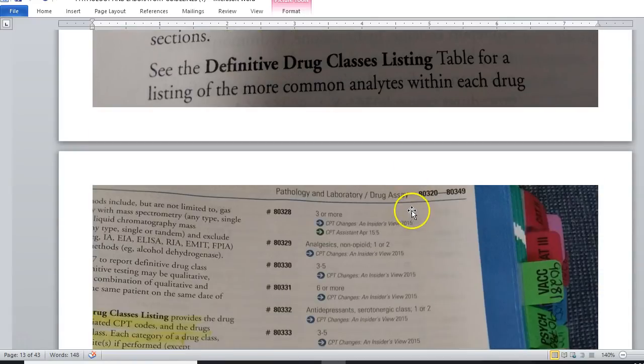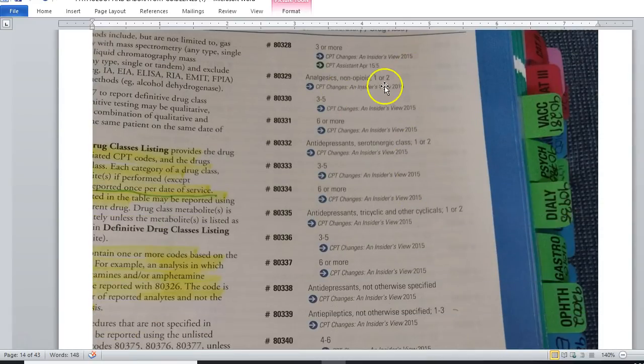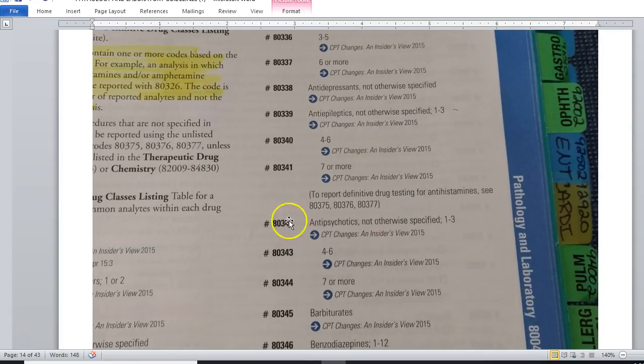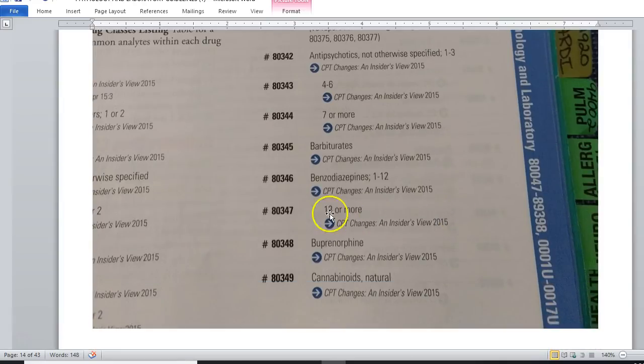So when it comes to these codes, again, we're going to see things like analgesics, non-opioids, where we can look for 1 or 2 analytes, 3 to 5, 6 or more. For antidepressants, for the serotonergic class, again, 1 or 2, 3 to 5, 6 or more. And you can see we've got all different antidepressants, tricyclics. Then we have antiepileptics, antipsychotics, barbiturates, benzodiazepines. So we even have cannabinoids, natural, and although it's not on this page, 80350 to 80352 is cannabinoid synthetic.